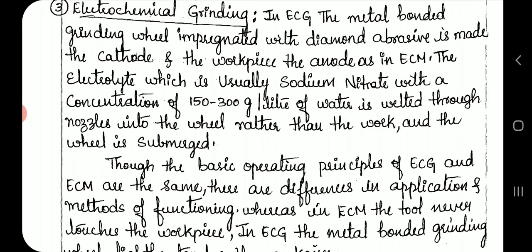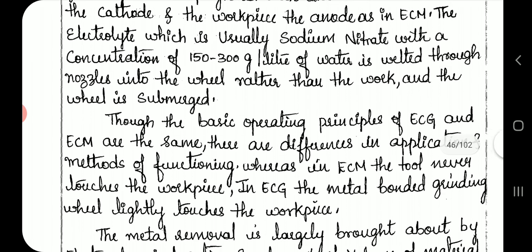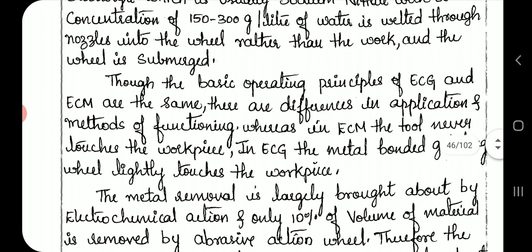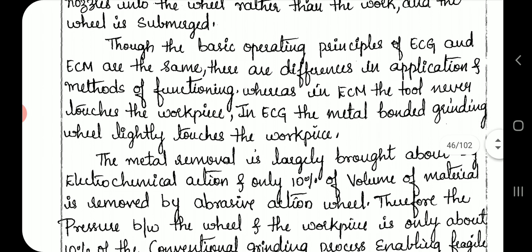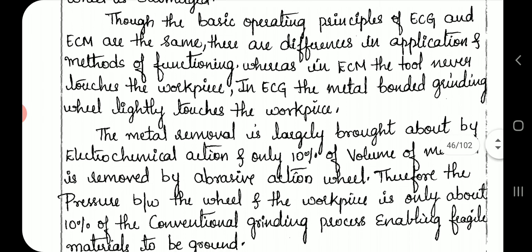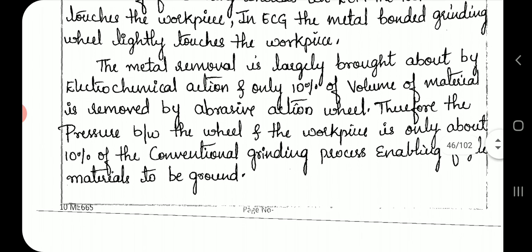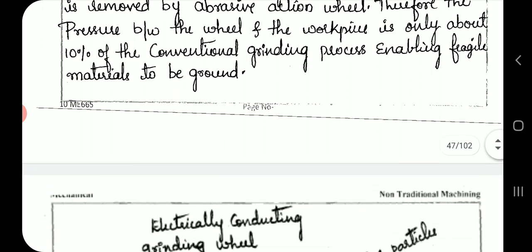Though the basic operating principles of ECG and ECM are the same, there are differences in applications and methods of functioning. Whereas in ECM the tool never touches the workpiece, in ECG the metal bonded grinding wheel lightly touches the workpiece. The metal removal is largely brought about by electrochemical action and only 10% of the volume of material is removed by abrasive action of the wheel. Therefore, the pressure between the wheel and the workpiece is only about 10% of the conventional grinding process, enabling fragile materials to be ground.